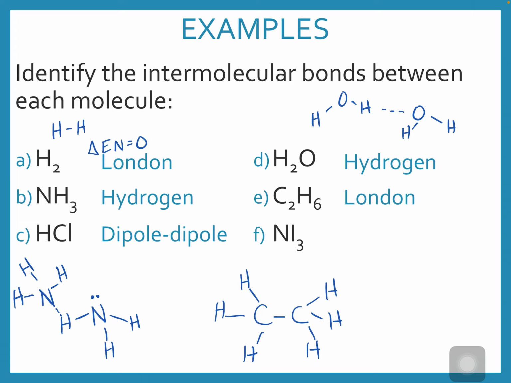And the last one we have is nitrogen triiodide. So there we have 3 for nitrogen, 2.7 for iodine. So each of the bonds between nitrogen and iodine has a delta EN of 0.3, which makes it nonpolar. And anything that has nonpolar bonds is going to be a nonpolar molecule, and that means it's going to have the weakest forces in between neighboring molecules, which is going to be London dispersion forces.